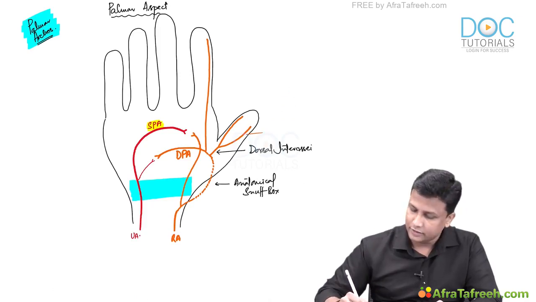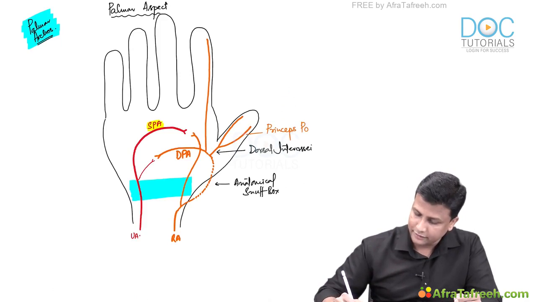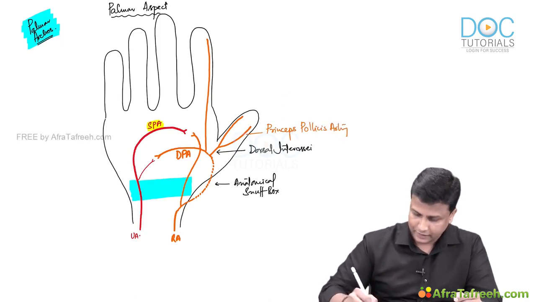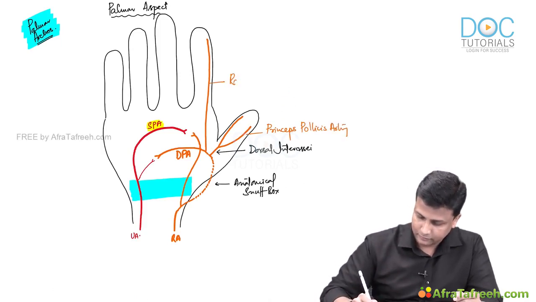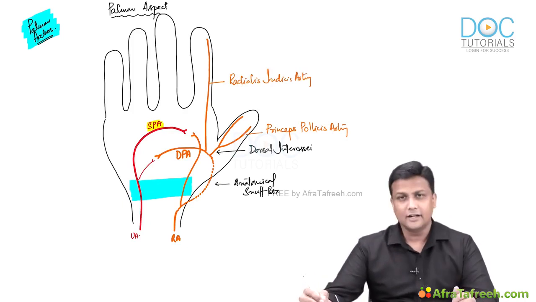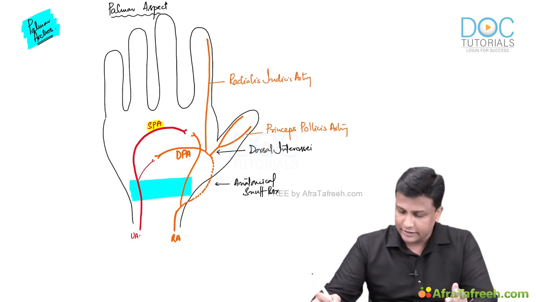So this artery over here will be the princeps pollicis artery, and this one here will be the radialis indicis artery. Radialis indicis artery. That is from the radial artery, guys.